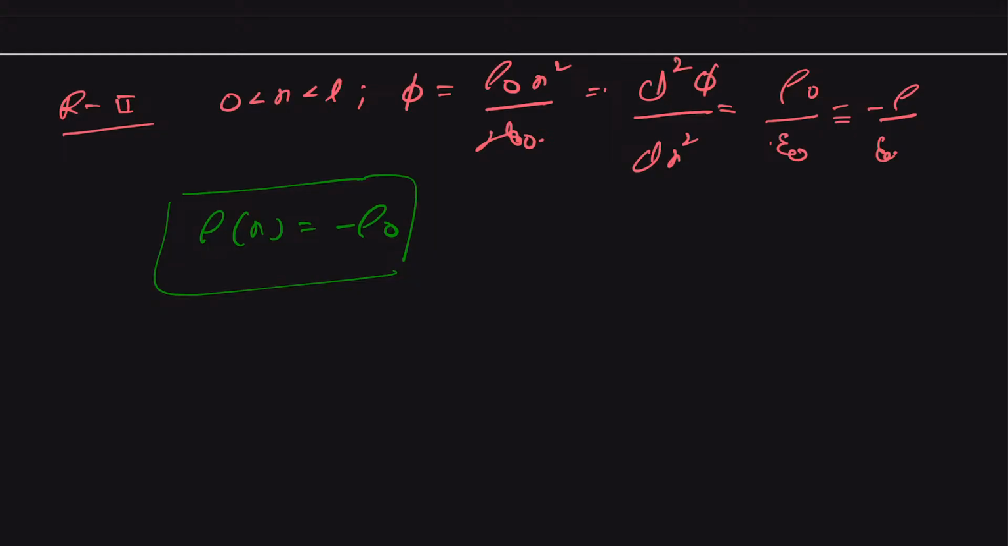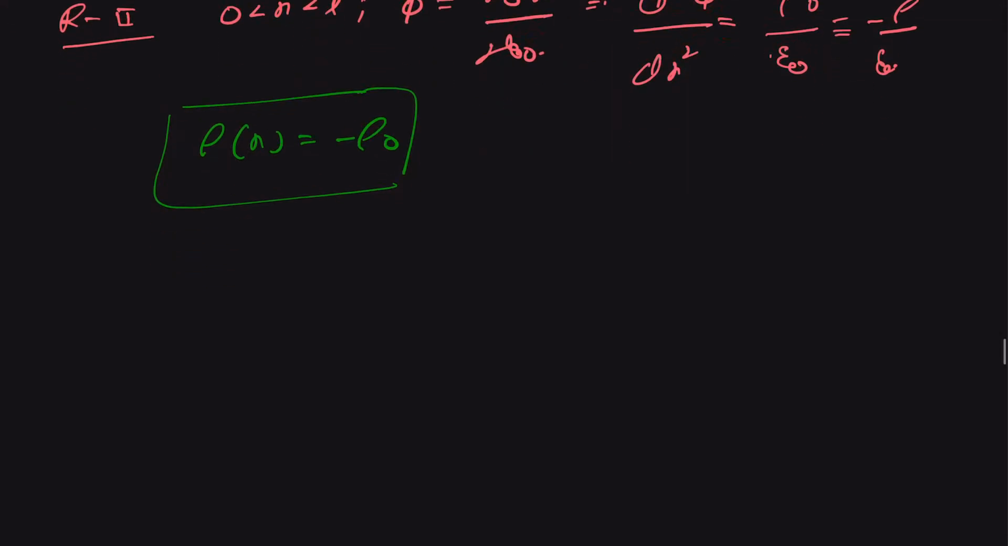Okay. And finally we have region 3, where x is greater than L, and like I said here the phi is constant because it is independent of x. Therefore its double derivative will be equal to 0, giving us rho is also equal to 0.